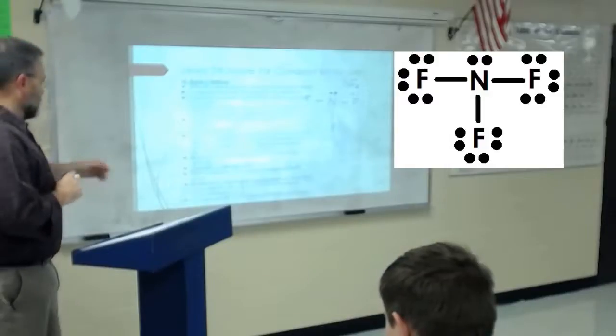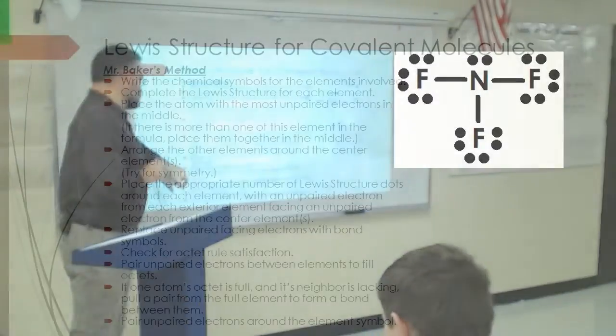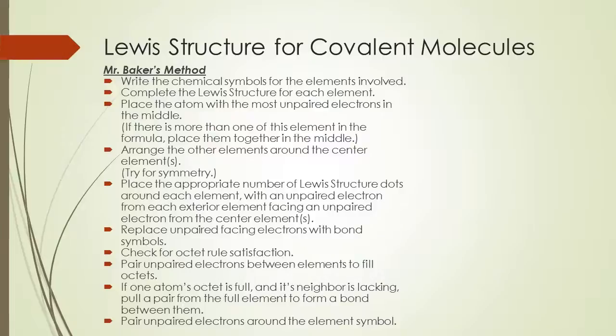Okay? Now the process would go on and say, check that it's satisfied. If it's not satisfied, we've got to use more bonds, right? The only way we can satisfy the octet is through bonding other electrons, forming other bonds, sharing other electrons. So after we check for satisfaction of the octet rule, then we're going to pair unpaired electrons between the elements to fill in the octets, make more bonds.